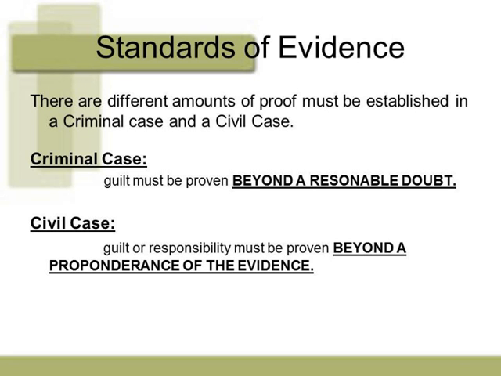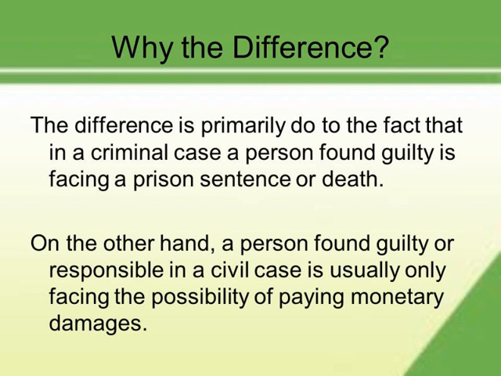Major differences in the standard of evidence for a criminal case and a civil case. And there is a major reason for that difference. The primary reason that there's such a difference is if I'm found guilty in a criminal case, I could be facing an extended period of time in prison, or at the very worst, I could be put to death. So if you're going to take a lot of time in prison away from me, you want to pretty much make sure that I'm guilty.